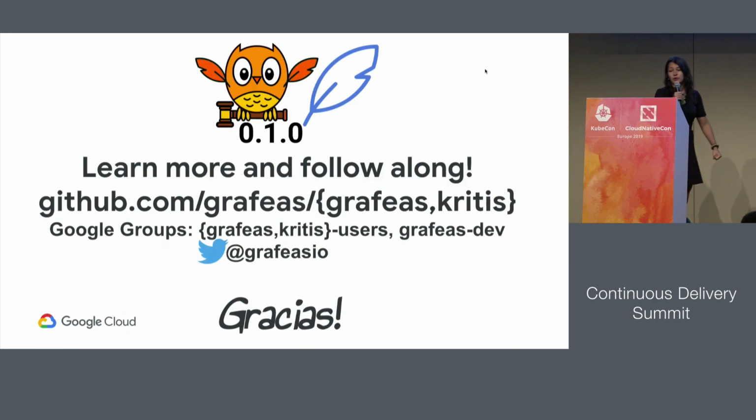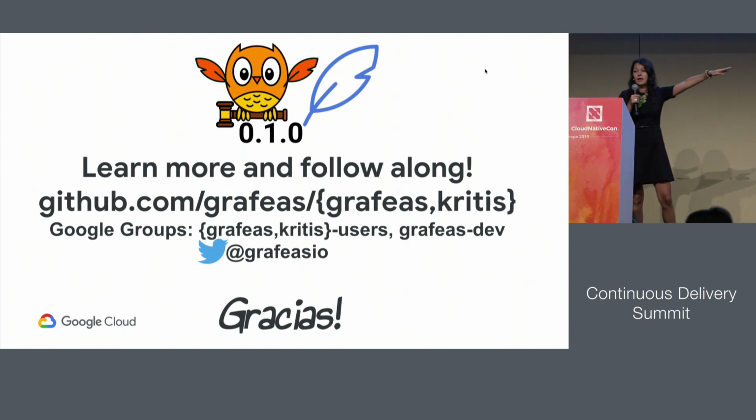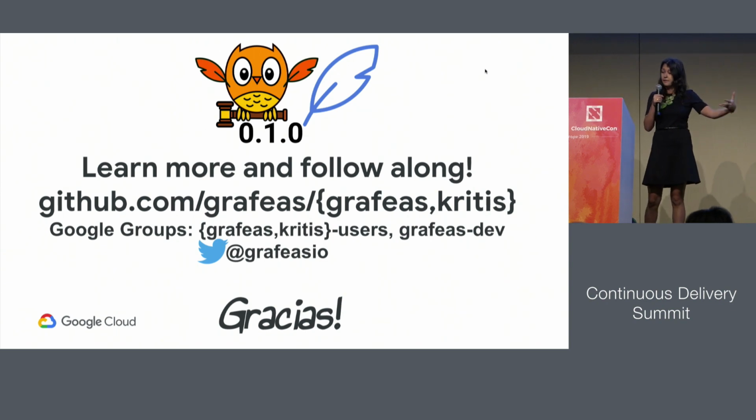If you'd like to learn more and follow along, the 2 projects are on GitHub under the Grafeas organization, Grafeas and Kritis. There are 2 Google groups if you would like to start using Grafeas and Kritis, grafeas-users and kritis-users. If you'd like to contribute, there's the grafeas-dev group. And we're also on Twitter, at grafeas.io.